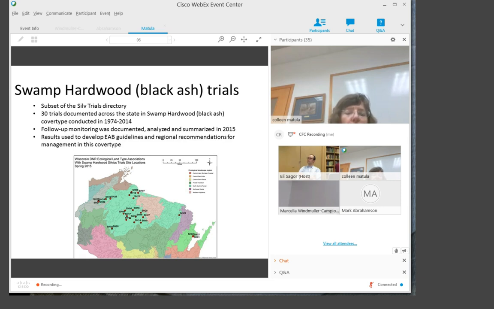And we also recently did some follow-up monitoring and analyzed the data from these trials and summarized them in 2015. So a lot of what I'm presenting today is from these trials, what we've learned from them. Here's a map of where a lot of our swamp hardwood trials are in the state. You can see mostly where our ash resource is in the central and northern part of Wisconsin, but we have some other trials elsewhere throughout the state.